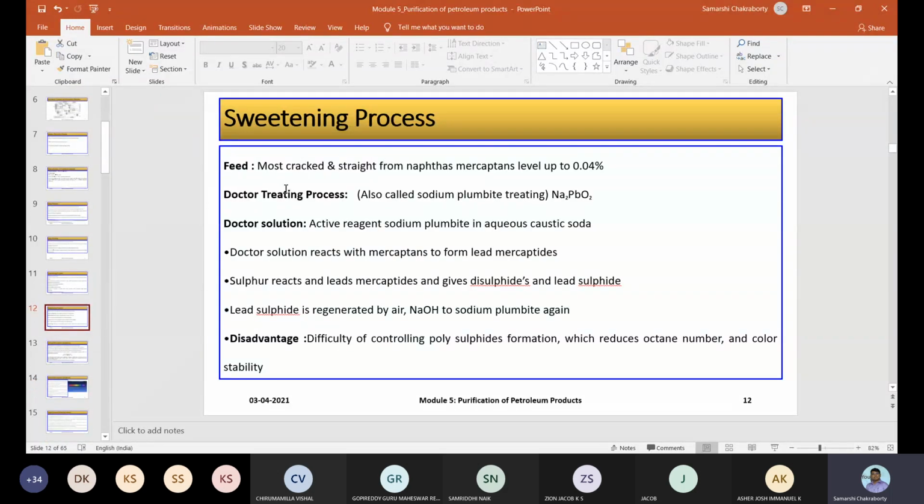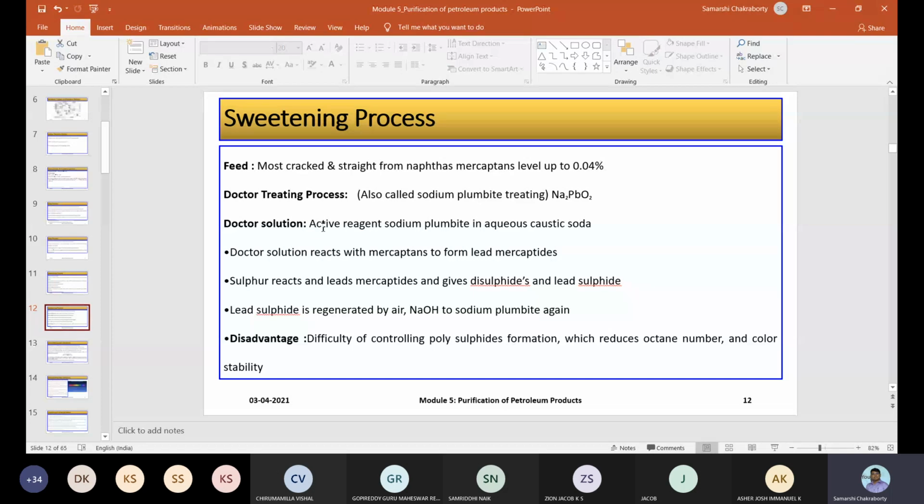Yes, so for this, the doctor solution treatment is one of the very useful chemicals if you want to remove some mercaptans from your petroleum products. For example, you take the feed to be your cracked or straight run naphtha that is coming either from your cracking unit or from your distillation column. Distillation column naphthas may contain up to 0.04 percent mercaptans. In order to remove that, we will be using sodium plumbite, which is none other than Na2PbO3.